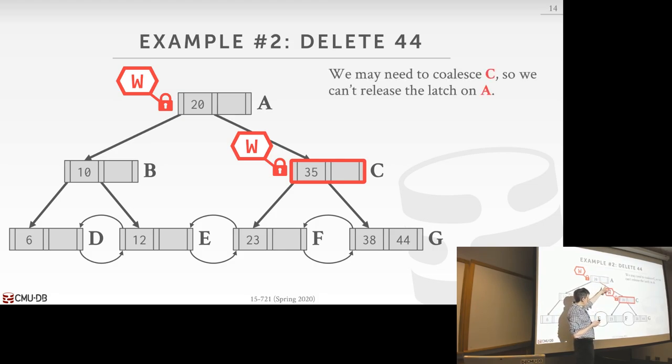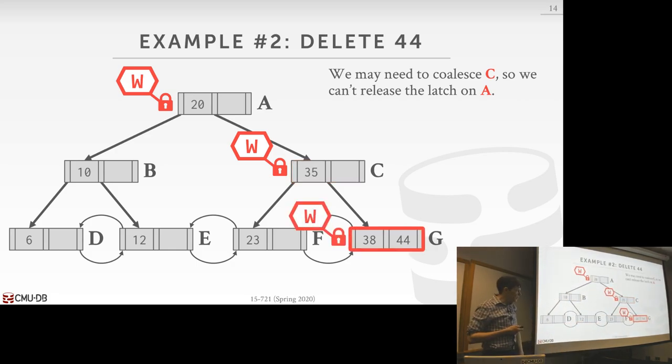And now at this point, because we're going to do a delete, we don't know what's below us in the tree. So if we do a delete down here that causes us to have to do a merge, we may end up losing our key here. And now this node would be empty, but because it's a B+ tree, it has to be at least half full. So there may be a change below us that causes this thing to get merged, which means we'll have to update pointers up here. So therefore, it's not safe for us to release the latch on A at this point.